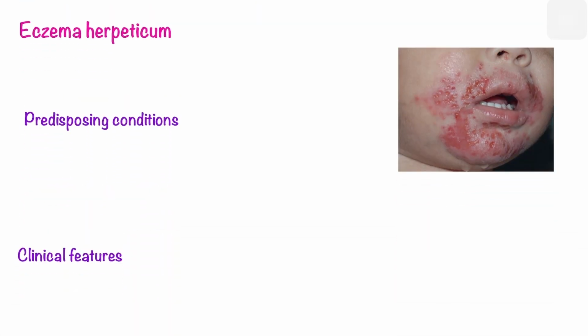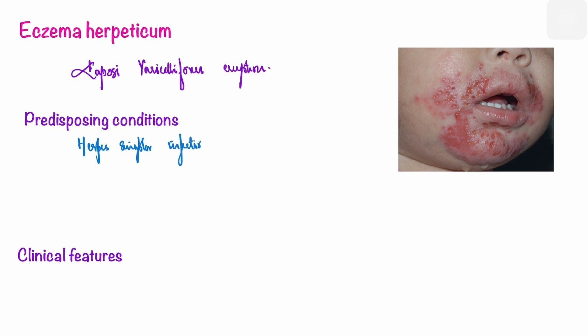Okay, so we talked about eczema herpeticum. It is also called Kaposi varicelliform eruption. It is a herpes simplex infection on pre-existing dermatosis.